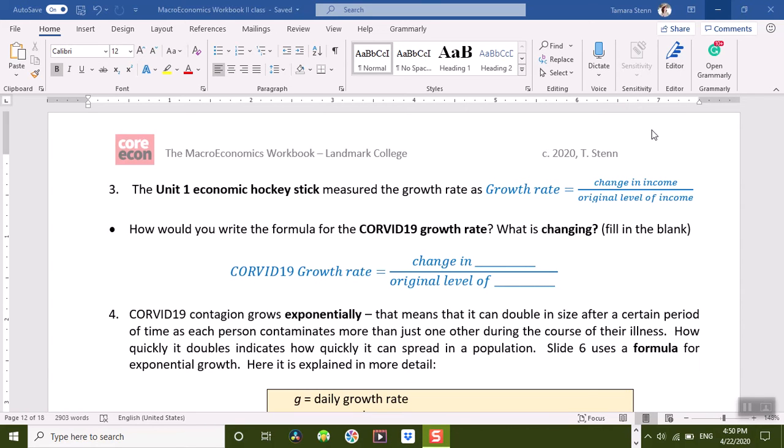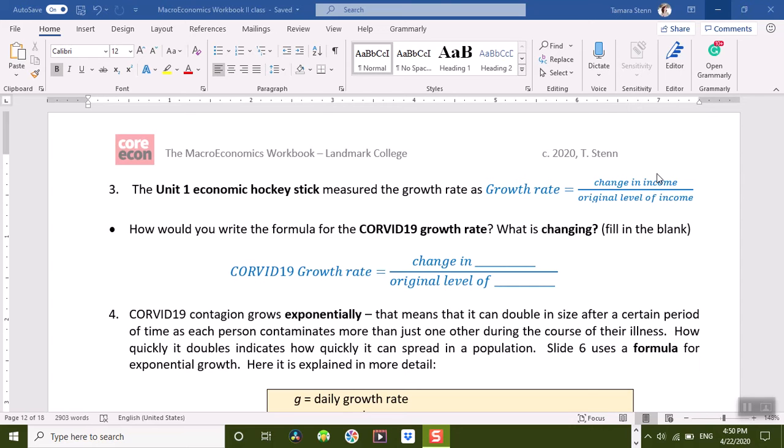Hey guys, we're looking here at Unit 1, questions number 3, 4, 5, and 6. Looking at question number 3, we have the Unit 1 economic hockey stick that we studied at the beginning of the semester, measuring the growth rate, with growth being the change in income. When we look at the GDP of countries, per capita and general GDP, we see how countries have grown, and we're looking at the change in income divided by the original level of income.